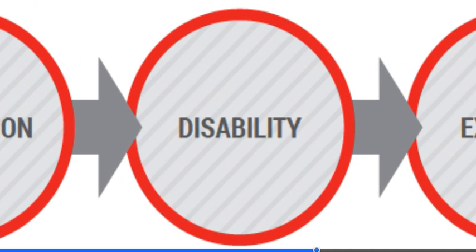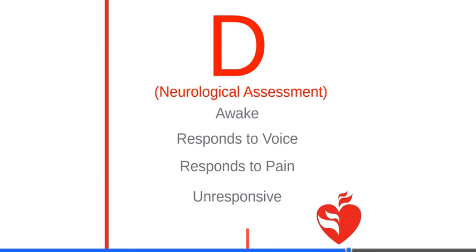Next, we have D for disability. This refers to the neurological assessment and responsiveness. There are 4 different stages that medical professionals go by to determine responsiveness.